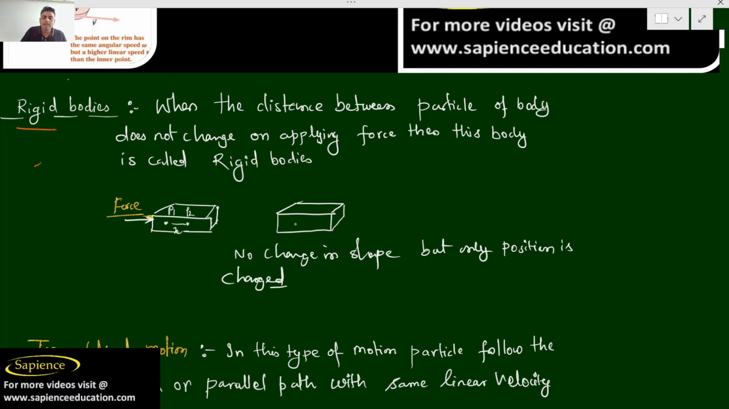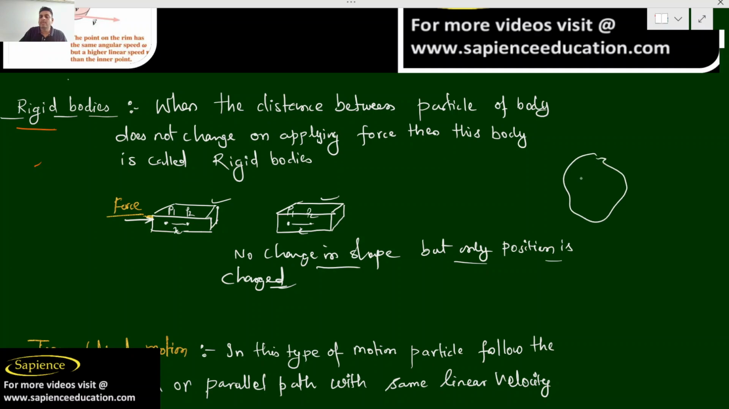After a force is applied, there is no change in the distance between these two particles. Particle 1 and particle 2 remain at the same relative position. It means the body's shape does not change, only its position is changed. The distance between these two particles remains unchanged, and these types of bodies are called rigid bodies.